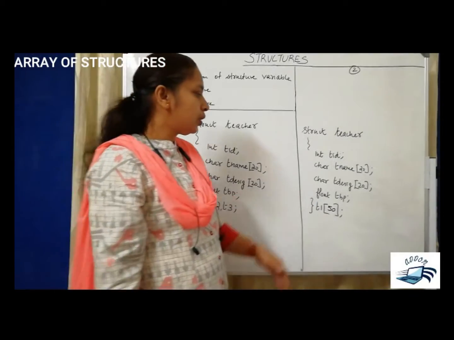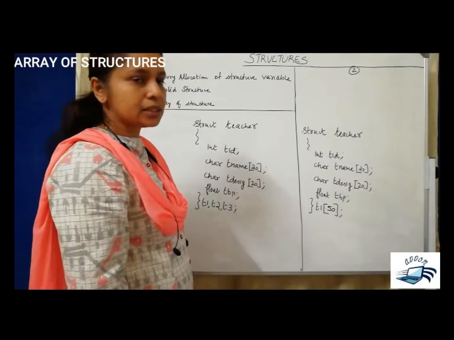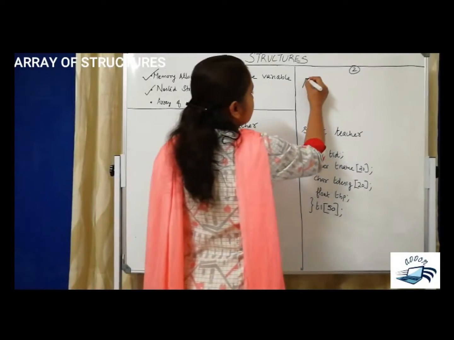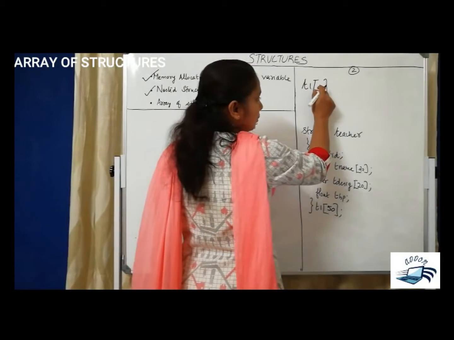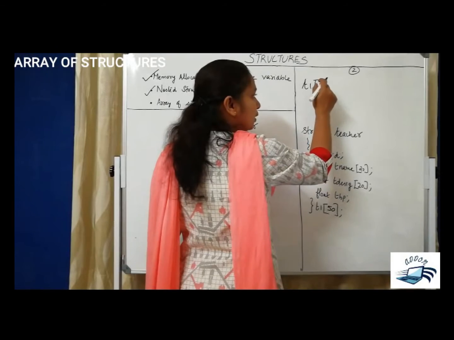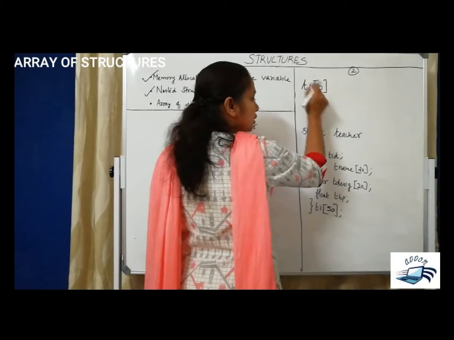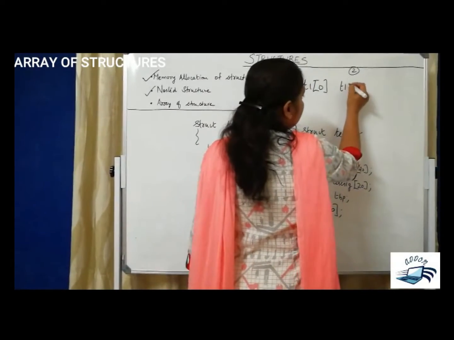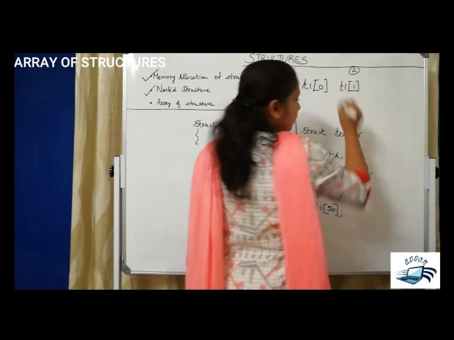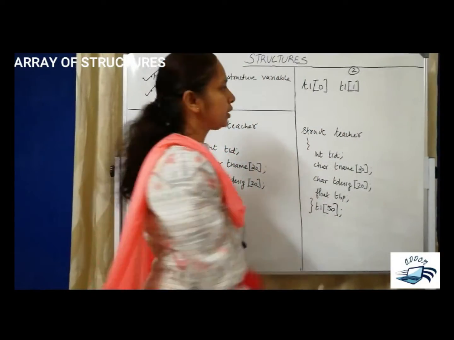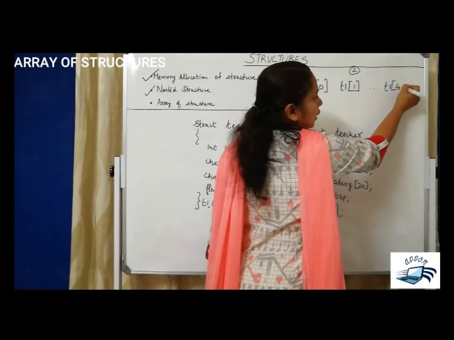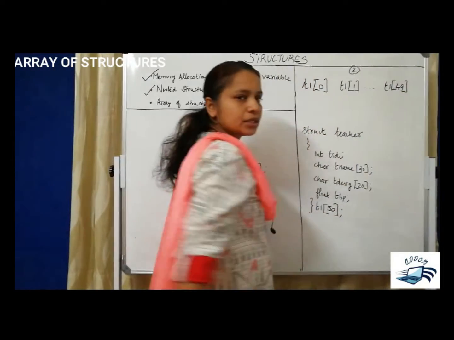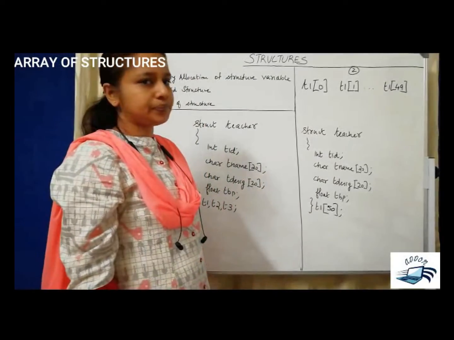As all of us know, the first location can be accessed as T1 of 0, using the index or subscript. T1 of 0 represents the details of the first teacher. T1 of 1 represents the details of the second teacher, and it goes on. T1 of 49 represents the details of the last teacher.